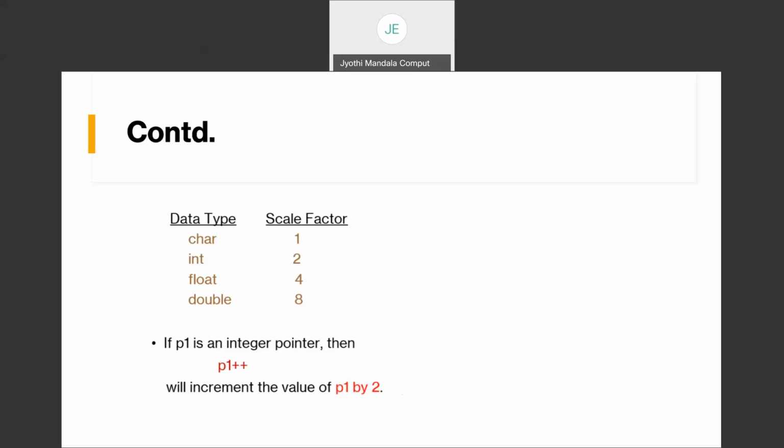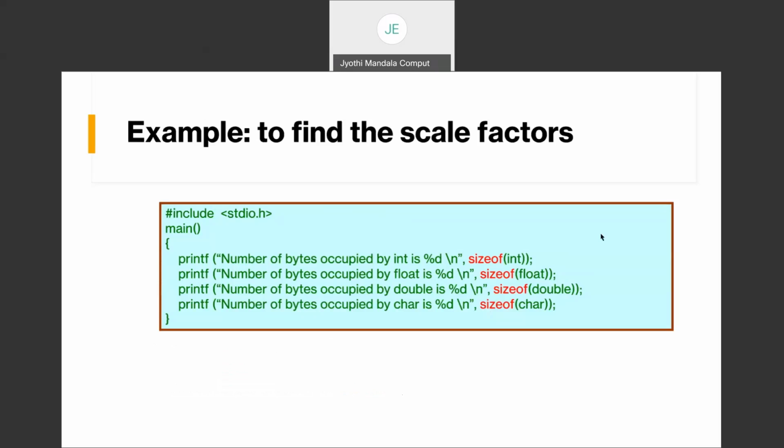So whenever you are using pointer arithmetic, the incrementation you are doing depends upon your scale factor, and the scale factor depends upon the data type we mention for that particular pointer. So for character it is 1, for int it is 2, for float it is 4, and for double it is 8. Okay, so how can we know the scale factor for a particular data type?